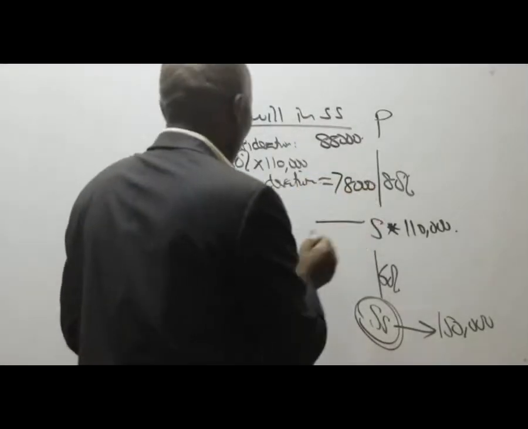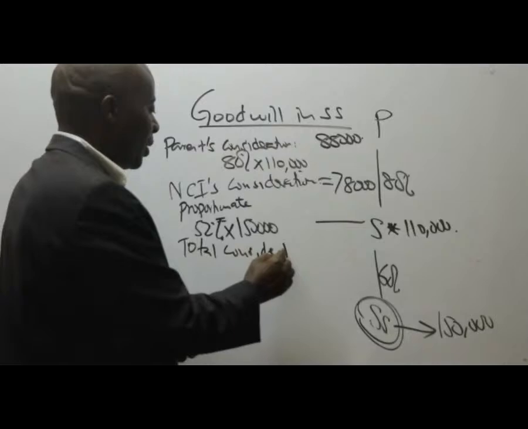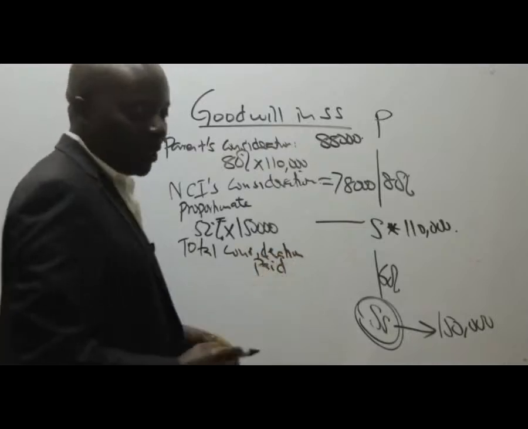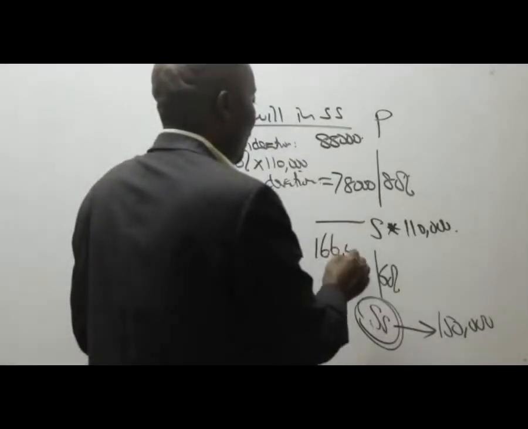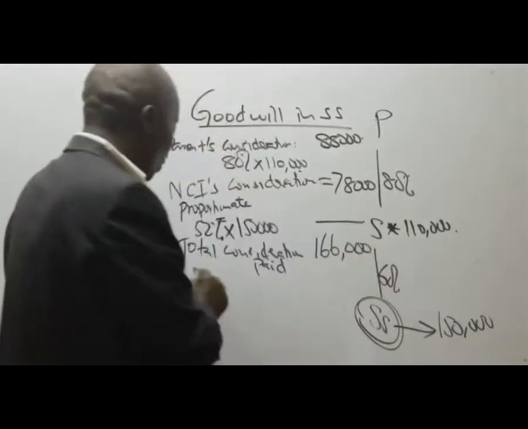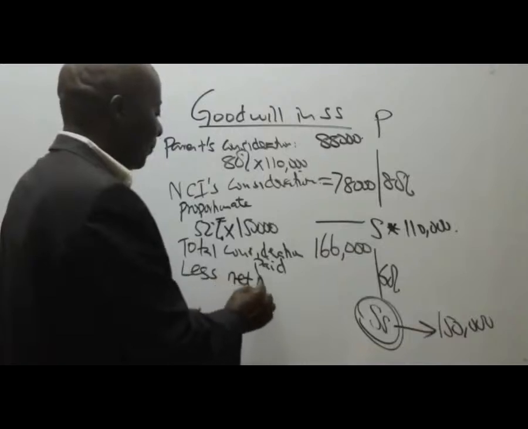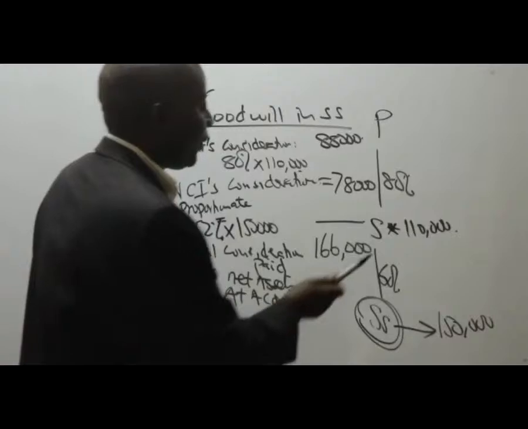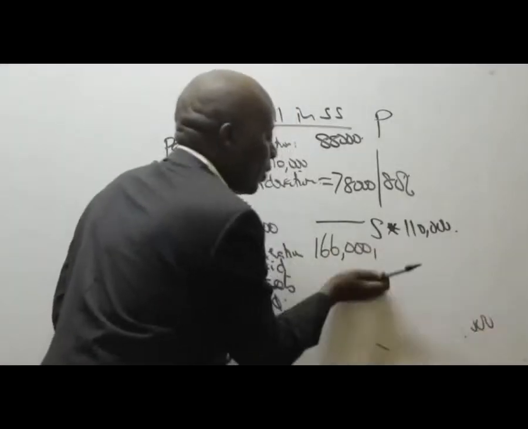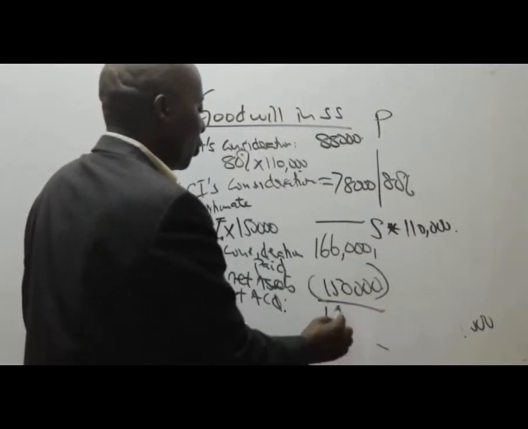So then could you kindly give me the total consideration paid? The total consideration paid will be equal to 166,000. Thank you very much. So please come under, less the net assets at acquisition. Are you able to remember the figure of net assets? You guys gave me a figure of 150,000. So please go ahead and subtract for you to give me the goodwill.